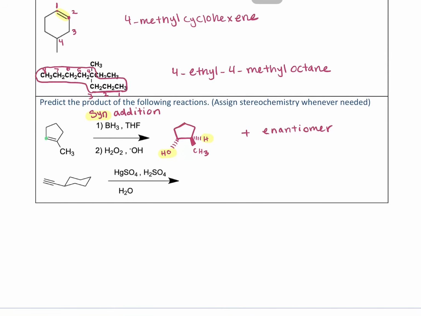Then for the next one, we have this chair conformation of a cyclohexane, and then you're adding acid to it, HgSO4 and H2SO4. So you're going to get an enol first. You can go ahead and draw it out. I'm not going to do that. And then that's like the transition state, and then you get a ketone. Here we go. Ketone. And the conformation doesn't change because this carbon is not involved in the reaction at all.